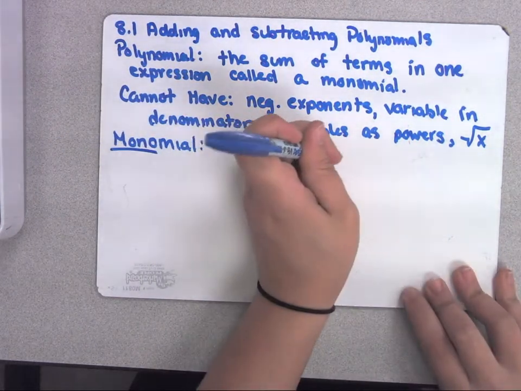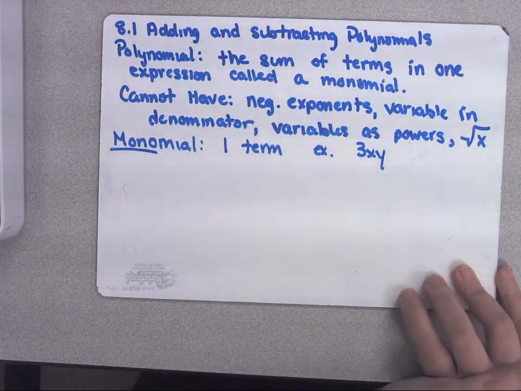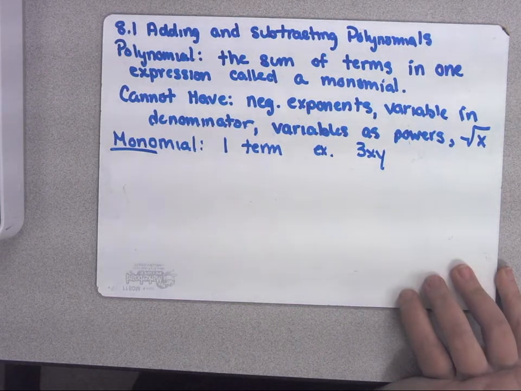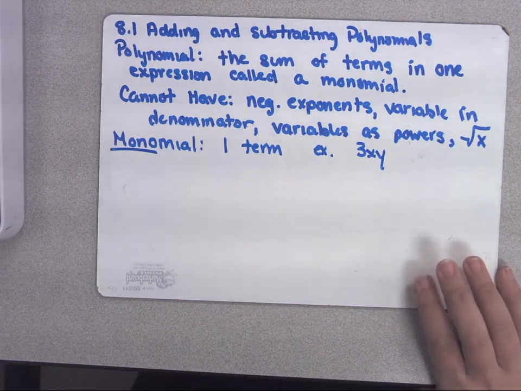For example, if I said 3xy, that is a monomial, because it's one term, there's no addition or subtraction in it.